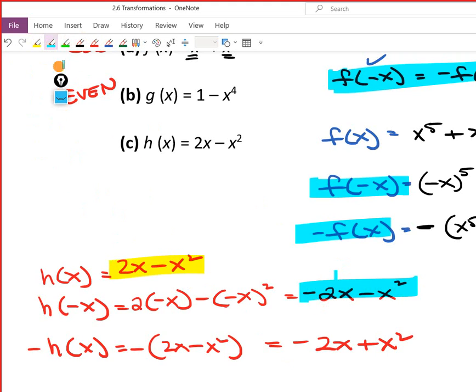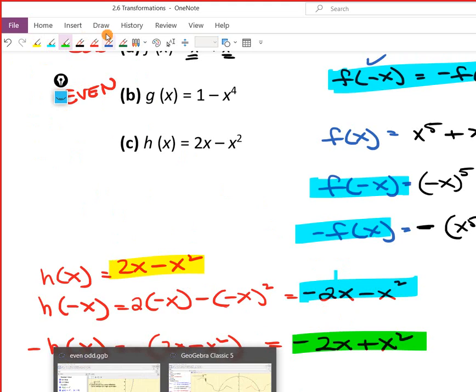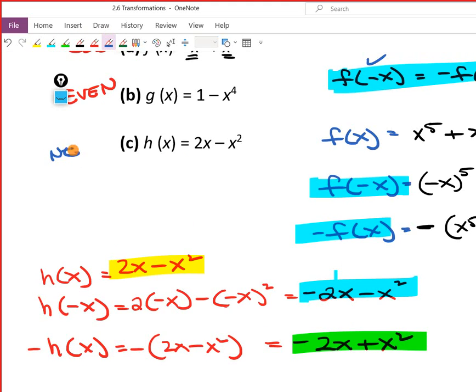That is different than that. It's different than that, right? So they're all different. So this one would be neither. In that situation, we don't really have a shortcut to help us with graphing. We just have to go back to our old techniques and work through those. Does that kind of make sense?